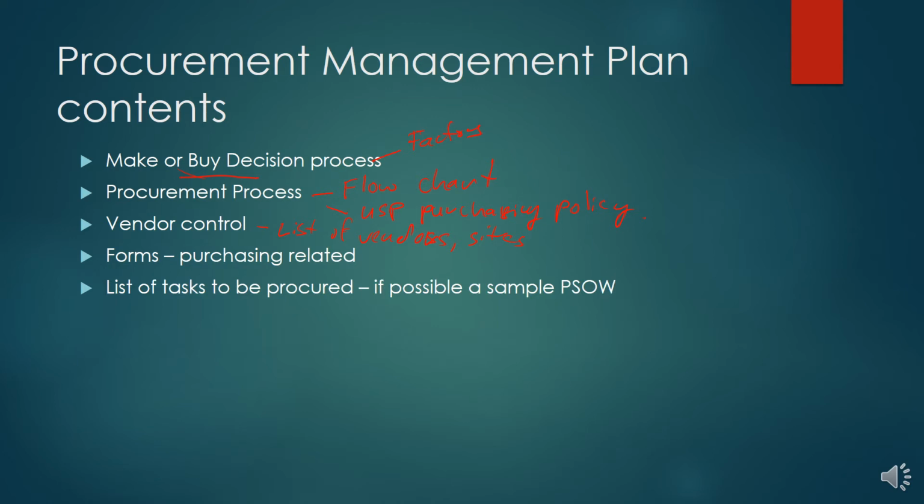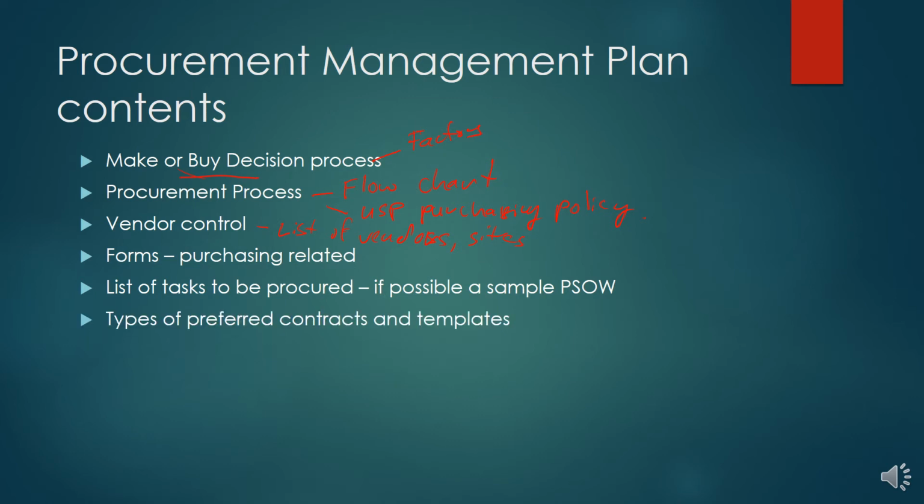The list of tasks to be procured. If possible, you can also do a procurement statement of work. Since you already have your project and have identified that certain things need to be procured, you need to list down the material or the services that need to be procured, and that list has to be readily available to you. Later on in future, you might decide, okay, let's go with building this in-house or having this outsourced, but for now, whatever information you have, you capture that in this plan.